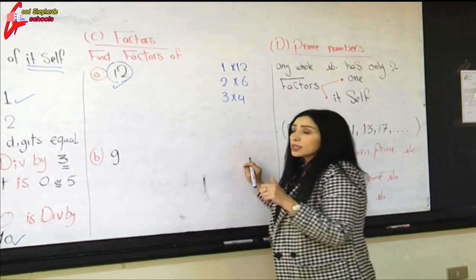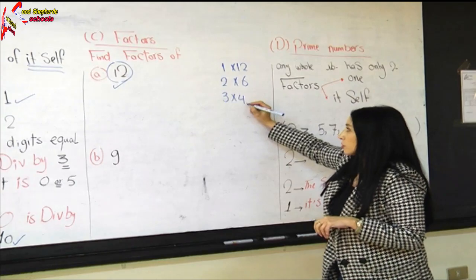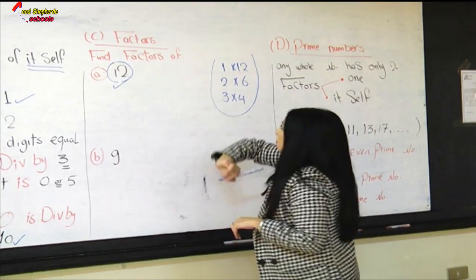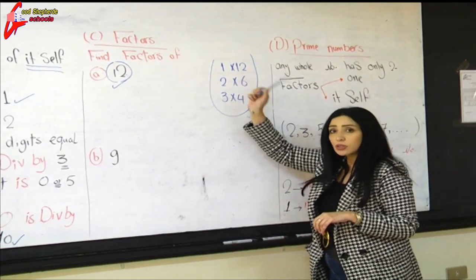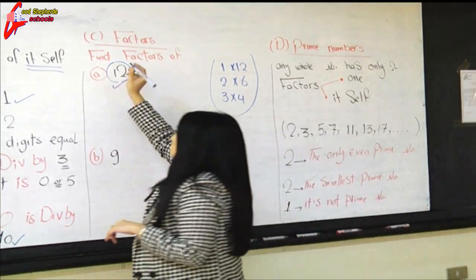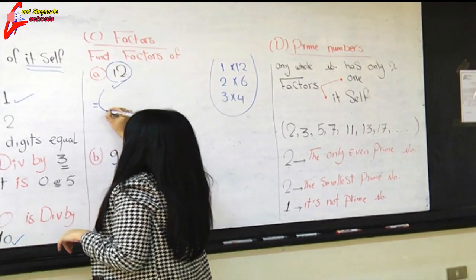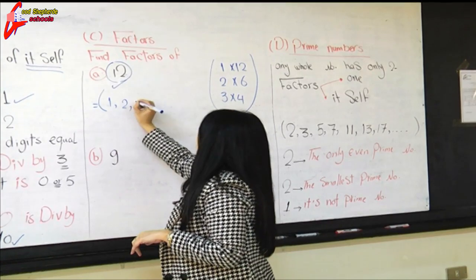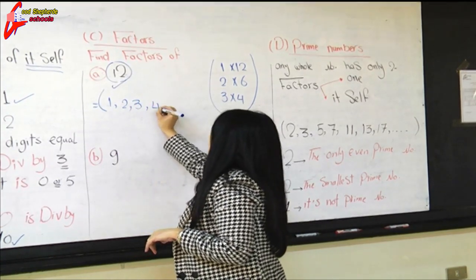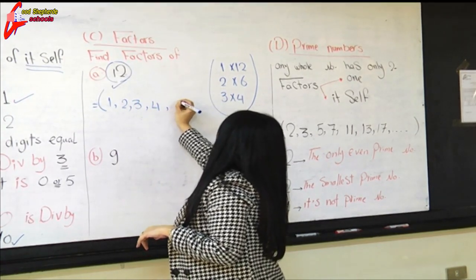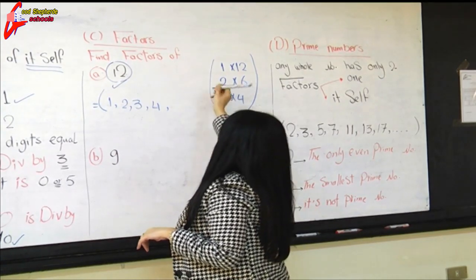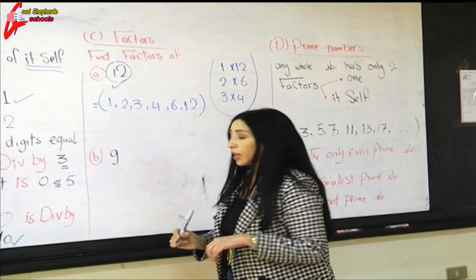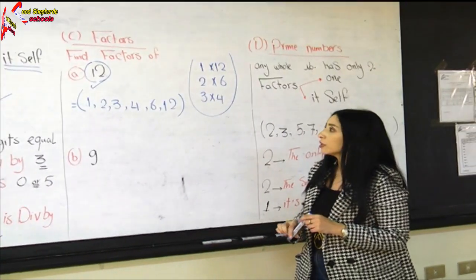Table 5? No. Table 6? We took it before. 4, we took it before. All of these numbers we can take in one basket, and we call these numbers factors of 12. So factors of 12 equals, open bracket, 1, 2, 3, 4, 6, and 12. All of these numbers we call factors of 12.